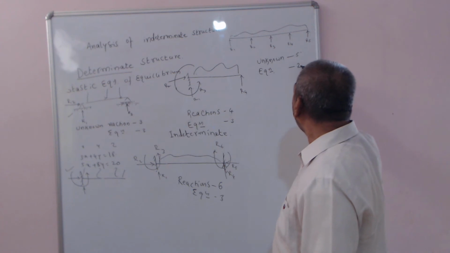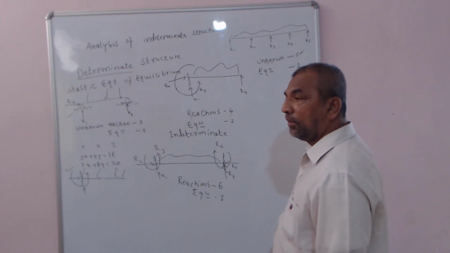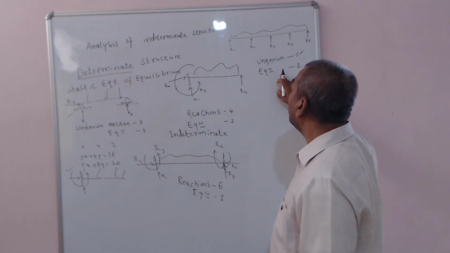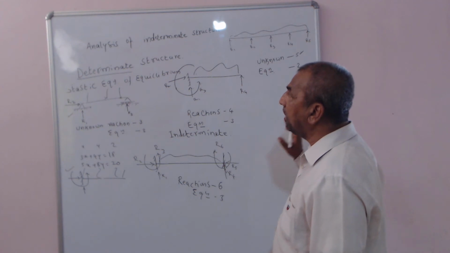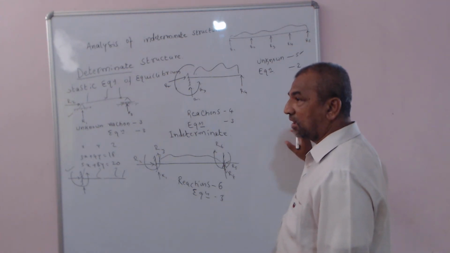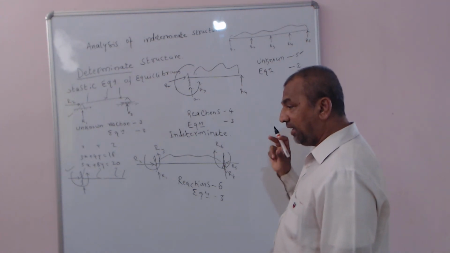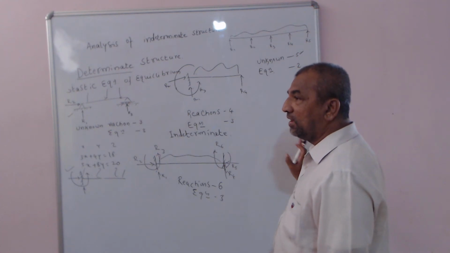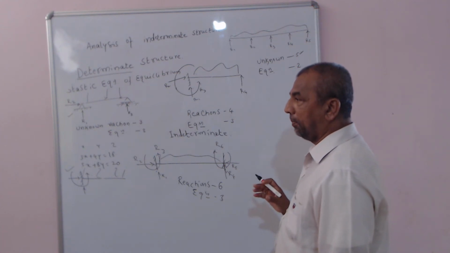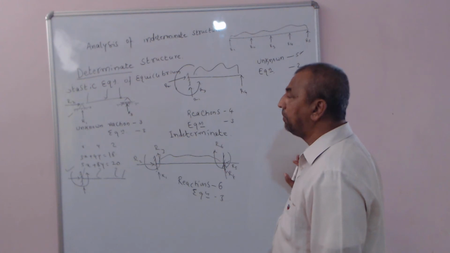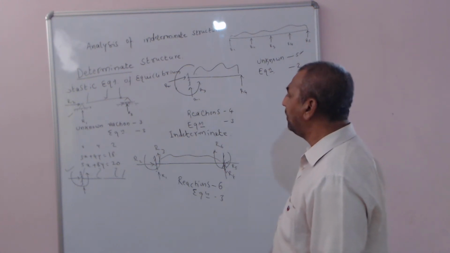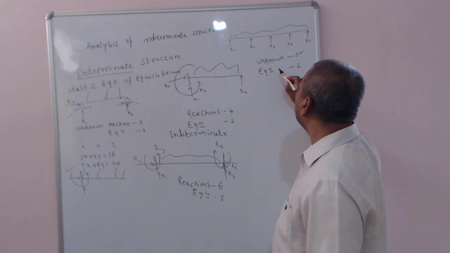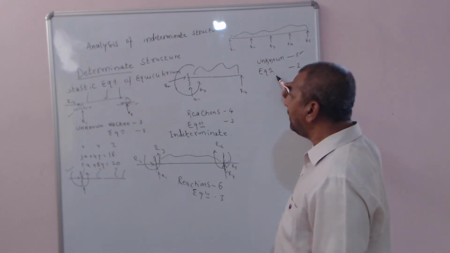Yes, with the help of two equations, can you determine the 5 unknowns? No, it is not possible. Therefore, this structure is also a statically indeterminate structure. Statically means using the static conditions of equilibrium. The structure is at rest, it is in equilibrium, you are applying the equations of equilibrium. Therefore, it is a statically indeterminate structure.